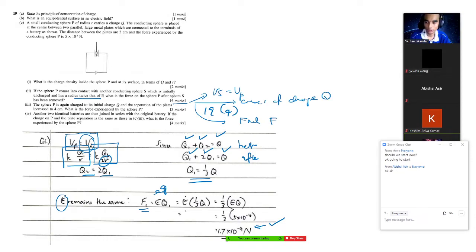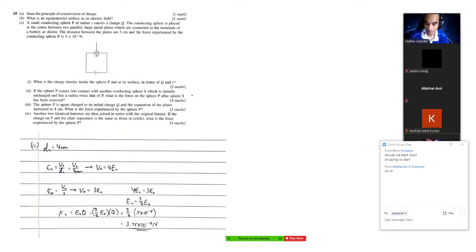Okay, we go to number 3. The sphere P again is charged with Q and the separation of the plates is increased to 4 cm. What is the force experienced by sphere P? Number 3. So the distance will be D2. You put D2 because it was increased to 4 cm. Okay, the distance is 4 cm.